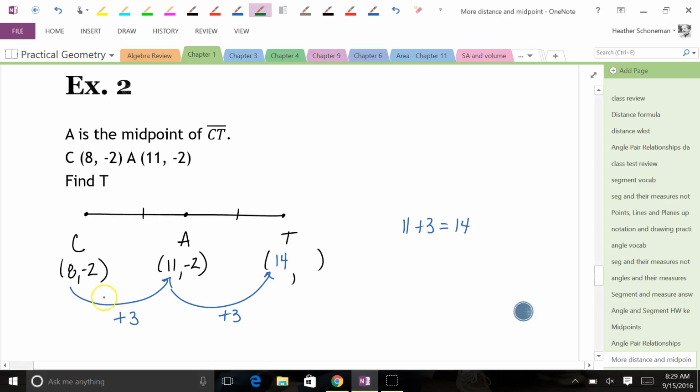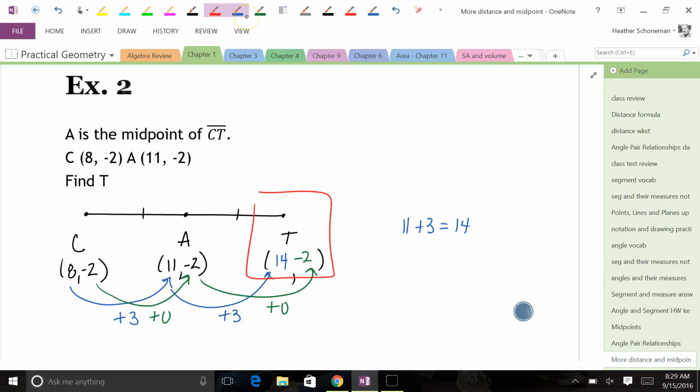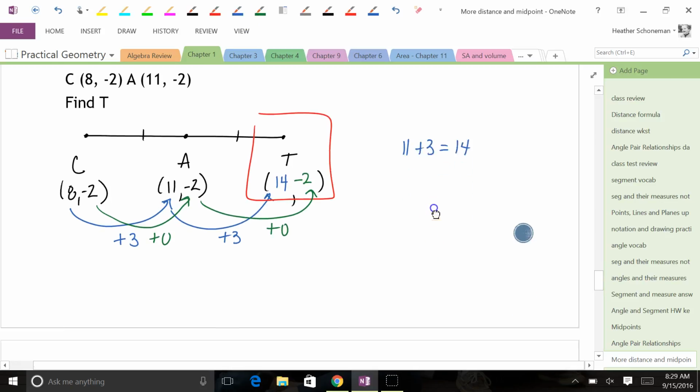Okay, with the y's, this one's a little tricky. From -2 to -2, do I go up or down? Neither. 0, right? So from -2 to the next one, I have to go up 0 again, which is -2. So this is my final answer: (14, -2). All right, let's try another one. Example 3.